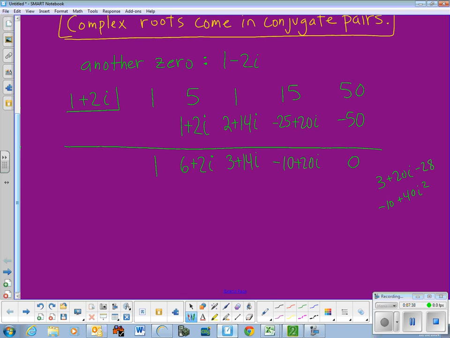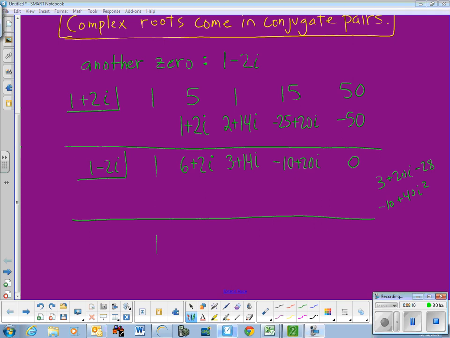Now, this is where it's going to go from a little bit ugly to pretty again. What was our big yellow rule? Complex roots come in conjugate pairs. If 1 plus 2i is a 0, then 1 minus 2i is a 0. So I want to go ahead and create a new problem where I divide 1 minus 2i into what's left over. Drop the 1 and start the process again. And watch how much nicer this one is.